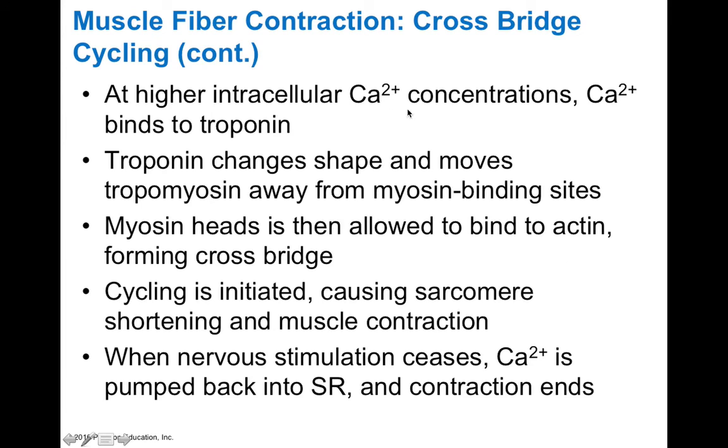But at higher intracellular calcium concentrations, calcium binds to troponin. Troponin changes shape, allowing tropomyosin to move out of the way so that myosin can bind with actin, forming a cross bridge, and cycling is initiated, where the myosin heads cycle really rapidly, using the chemical energy in ATP to produce a muscle contraction. And when nervous system stimulation ceases, calcium is pumped back into the sarcoplasmic reticulum, thereby ending the contraction.